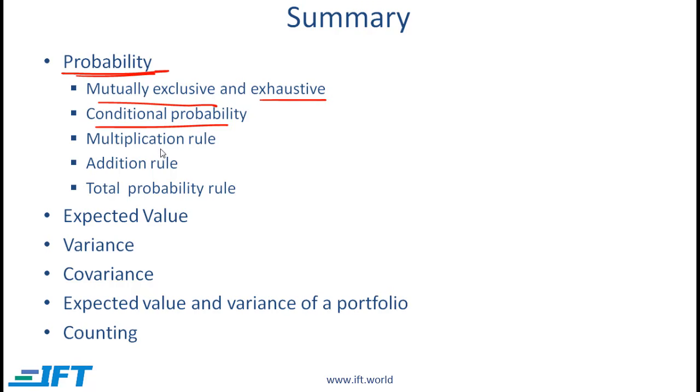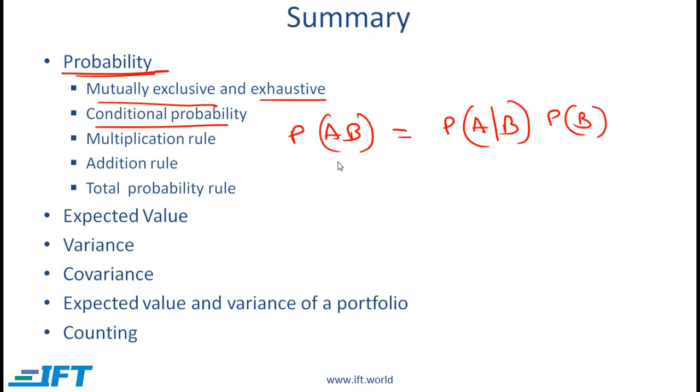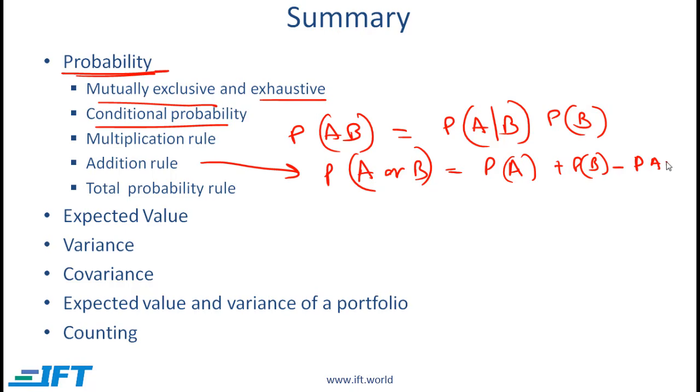We then talked about the multiplication rule. So the probability of A and B, the joint probability, is equal to the probability of A conditional on B times the probability of B. We also need to understand the addition rule, which is the probability of A or B, which is the probability of A happening or B happening or both happening, is equal to the probability of A plus the probability of B minus the probability of AB. So that is the joint probability of A and B.